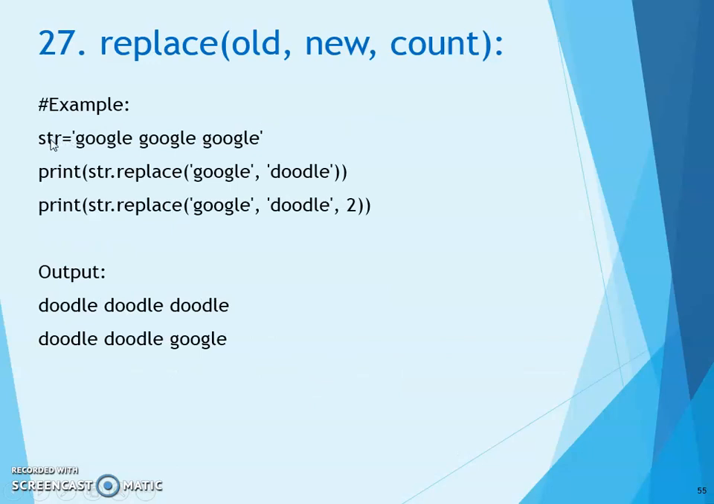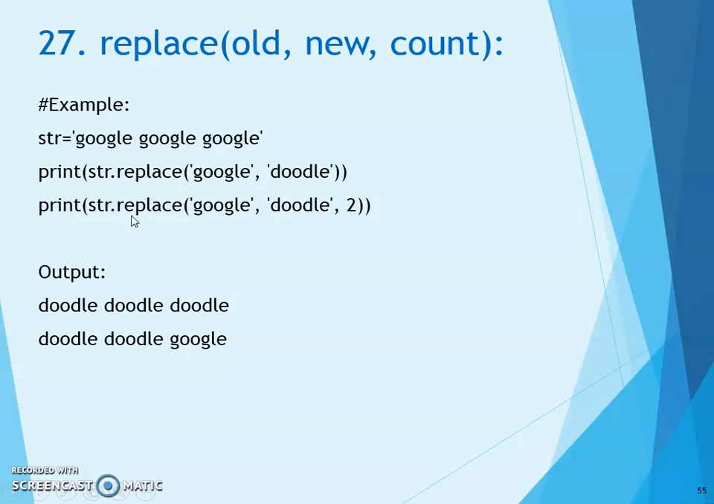So here in a string, Google space Google is stored, and we want to replace the old string mentioned here, which is Google, with the new string, doodle. So this Google will be replaced by doodle, and as this count is not mentioned, all the occurrences of this substring will be replaced by this new substring, and the answer we get is doodle 3 times.